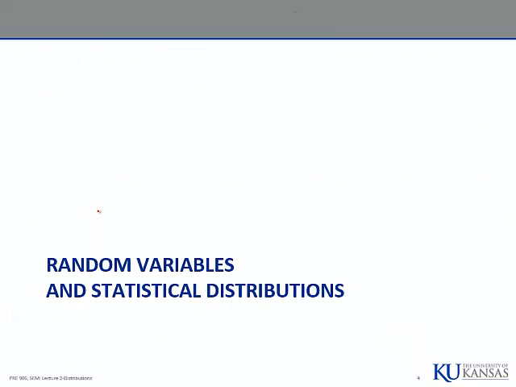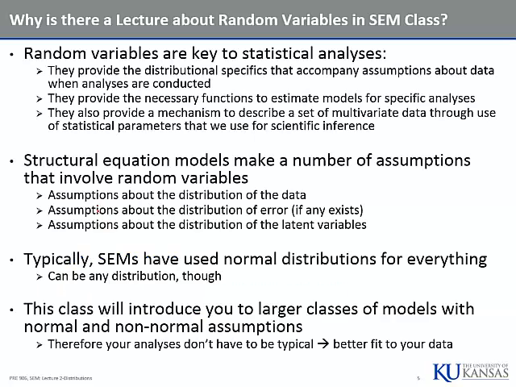So, start with the beginning: random variables and distributions. I remember in that basic stats class we sort of started on this stuff, and it sounded so cute that we always talk about a coin flip or rolling a die or a pair of dice, playing craps or something like that. That's a random variable. Well, random variables are key because the distribution of the random variables provides the specifics that accompany our assumptions in our data analysis, right?